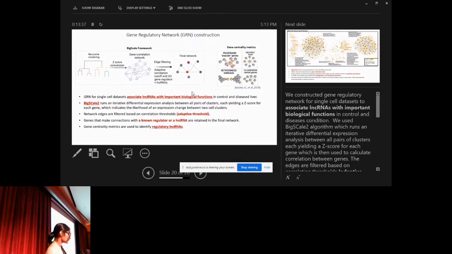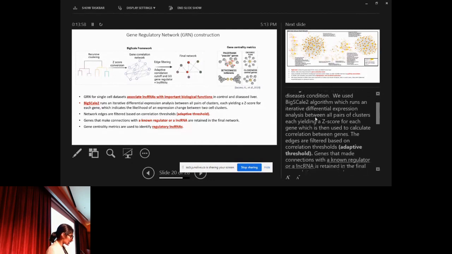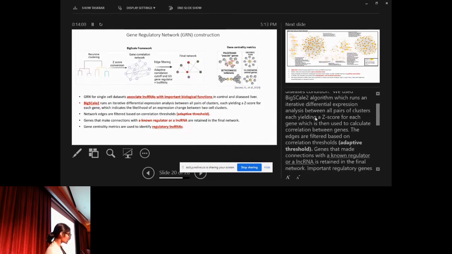So for this purpose, I'm using a big scale framework, which basically performs iterative differential expression analysis between pairs of clusters using a Z-score, which then eventually helps us to calculate correlation values, which is apparently more stable than a regular raw count for single cell, which is basically more sparse as a matrix. And then for network edge filtering, we're using an adaptive correlation threshold.